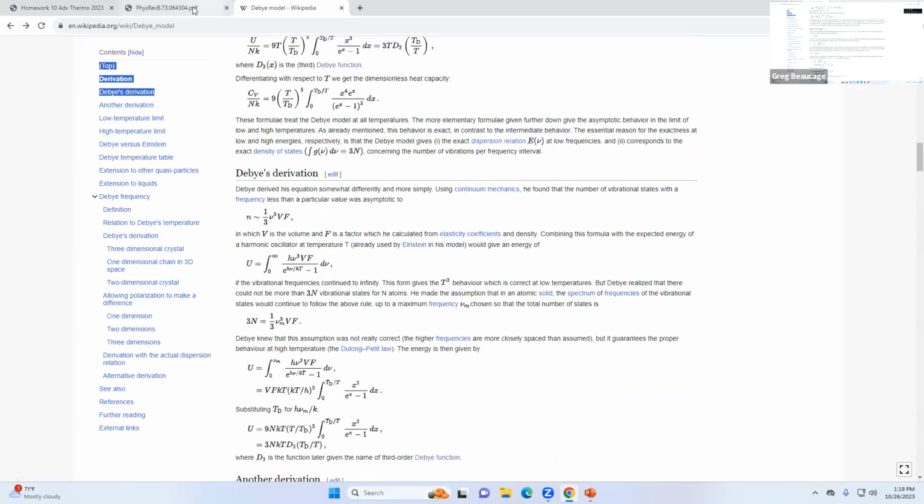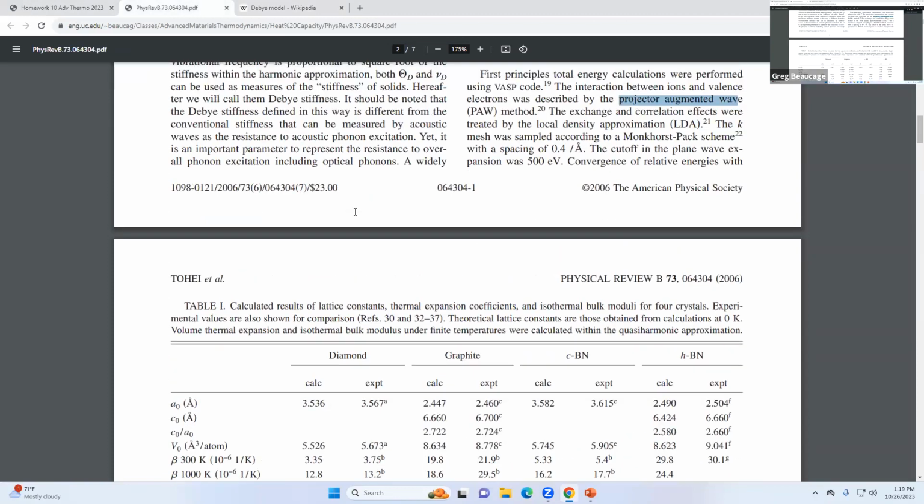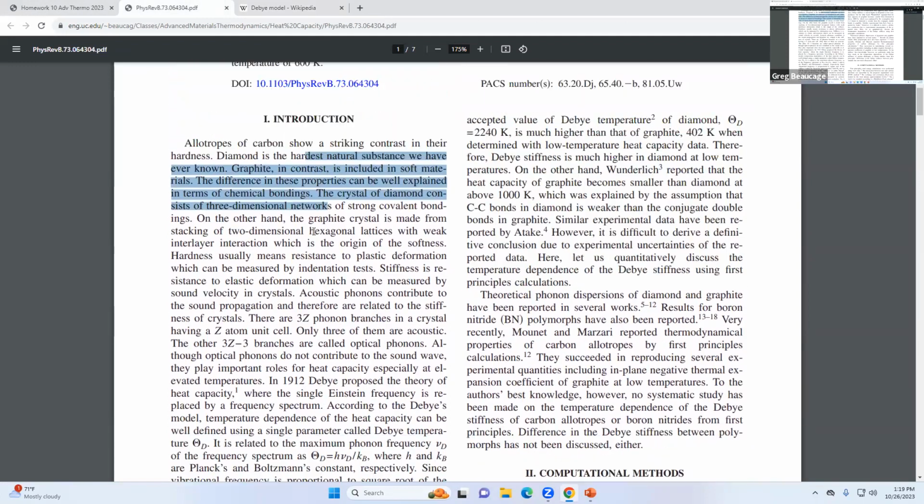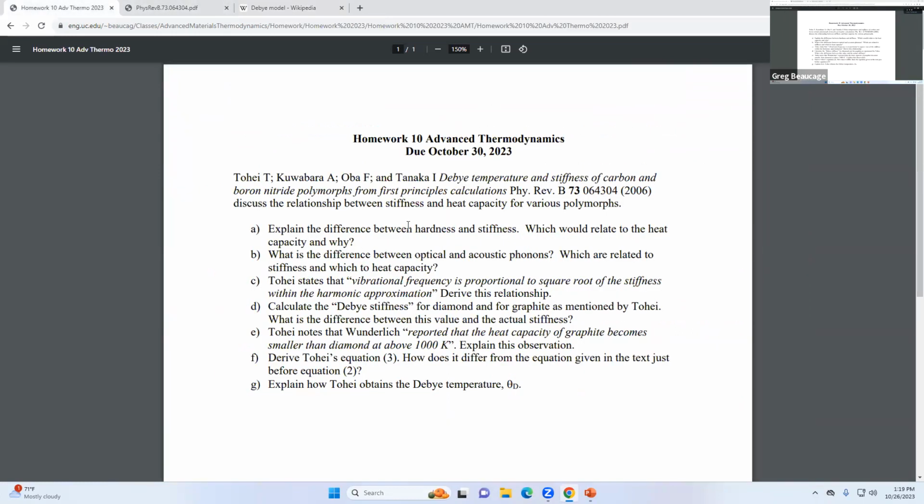So yeah, this homework though, let's see. He's got the first thing he's talking about diamond, hardness and stiffness. This is a recycled homework from 2021. But I thought it's good because we did Einstein. This is Debye. So it's kind of useful. But anyway, for some reason I thought it was important to say hardness and stiffness.